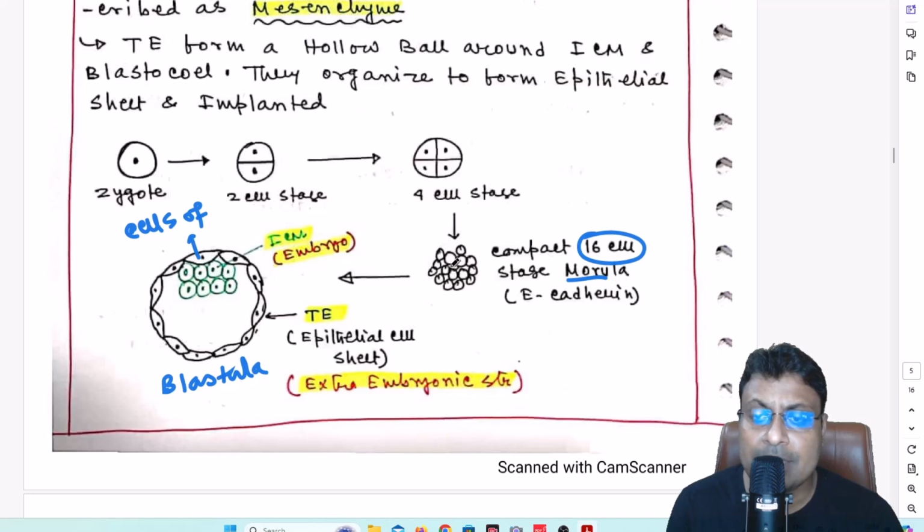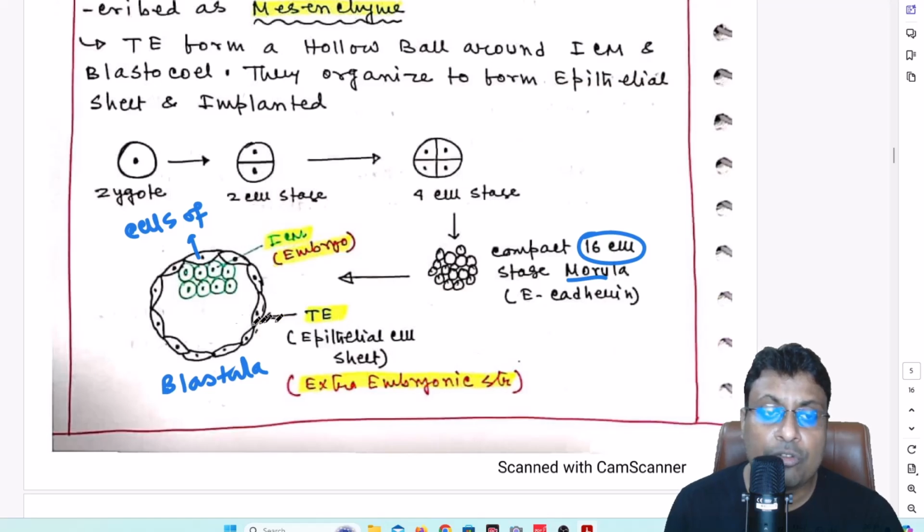There is no cavity inside this morula, and later the cells of the morula absorb fluid, and this will form a structure which contains a cavity inside this ball, and this is known as the blastula, and this cavity is called the blastocelic cavity. And the blastula has a covering, known as the trophoectoderm, or the epithelial cell sheet, and this trophoectoderm later will form the extraembryonic structure.